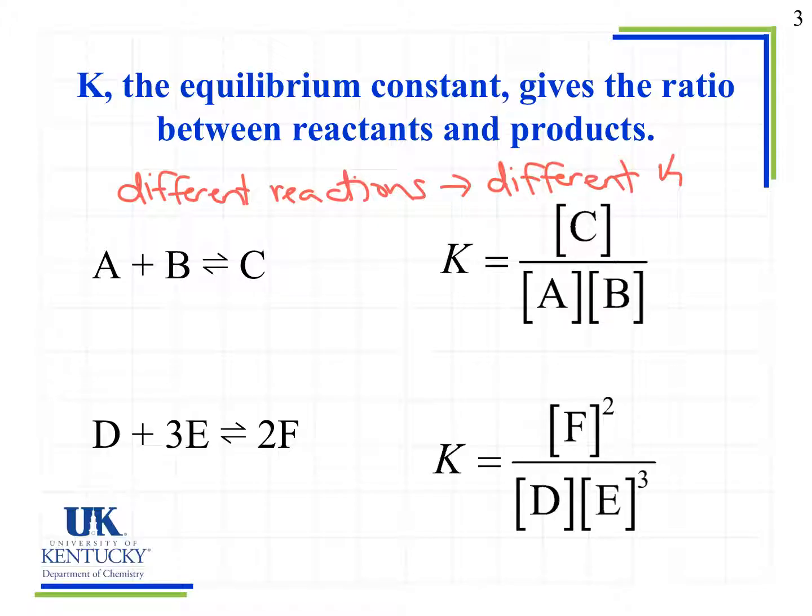If we look down here at the bottom reaction where we have coefficients of 3 and 2, because remember, no coefficient means a coefficient of 1, so we have 3 and 2, that difference is reflected in our K expression. So we'd have F to the second power because of the coefficient there. Again, what we're worried about is the general setup of products over reactants. And we want the concentrations of those species, and that's going to give us something about the value of K.